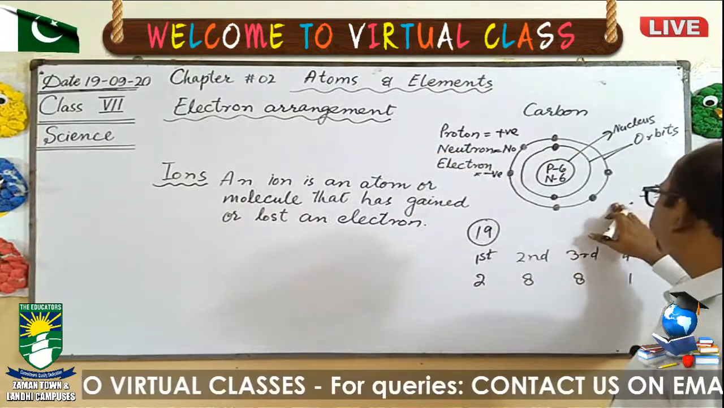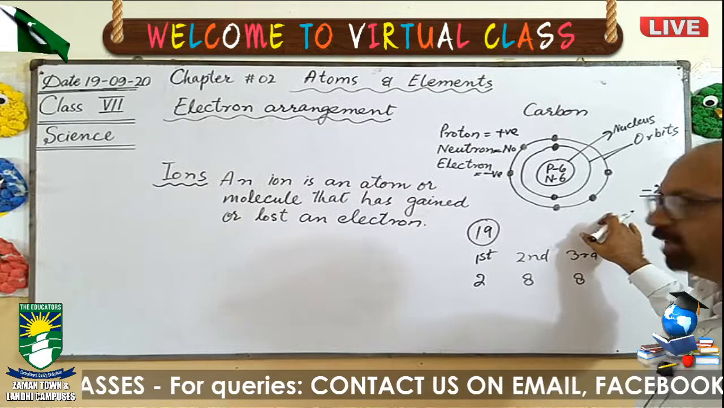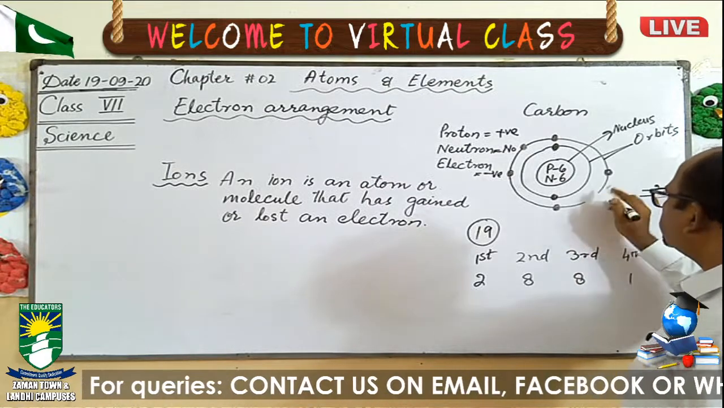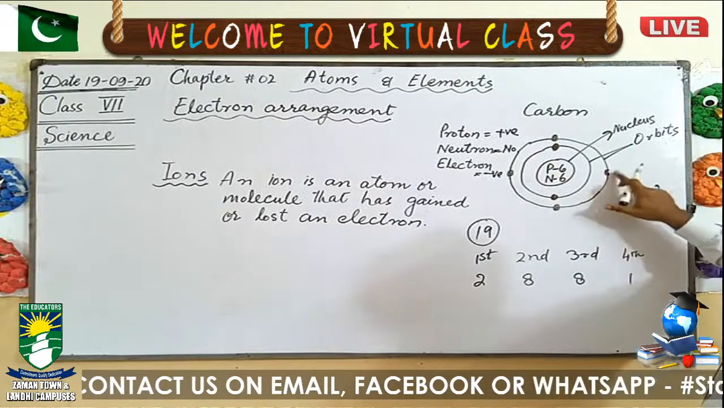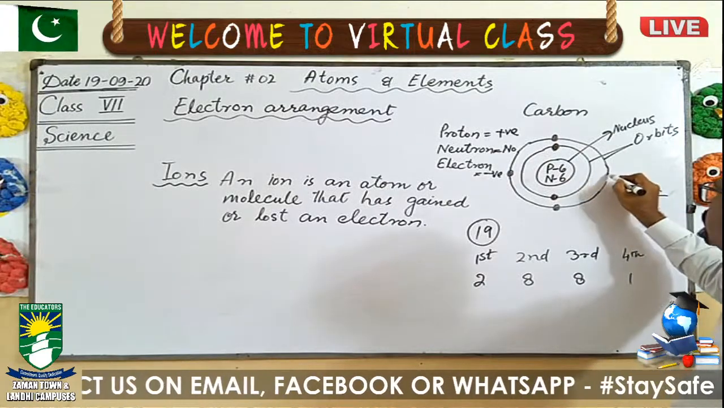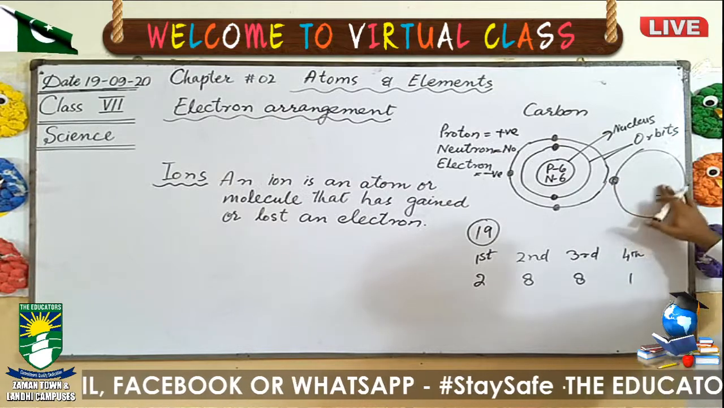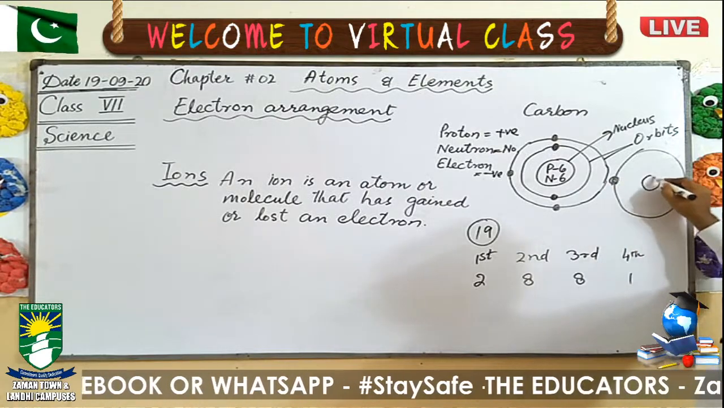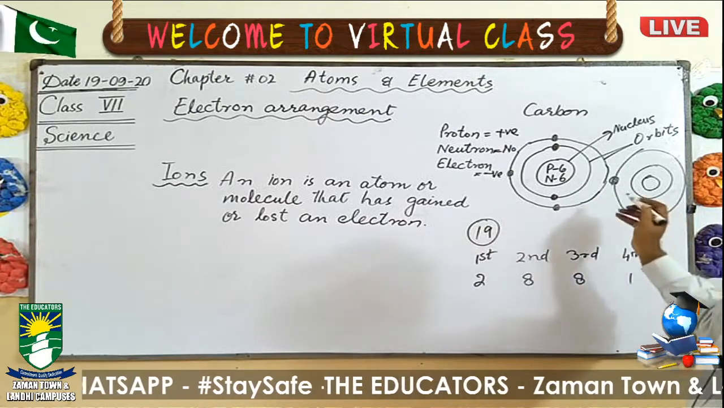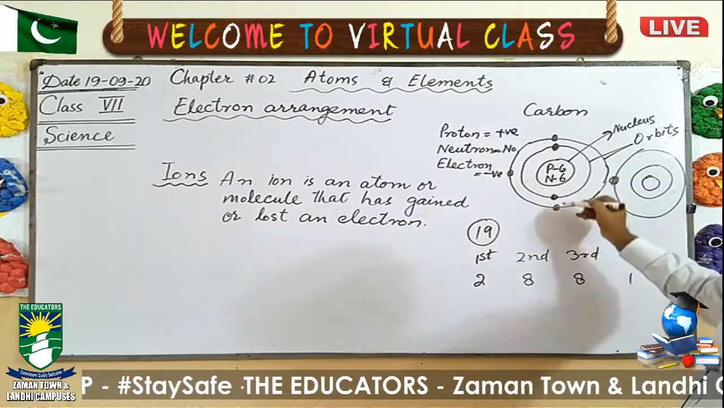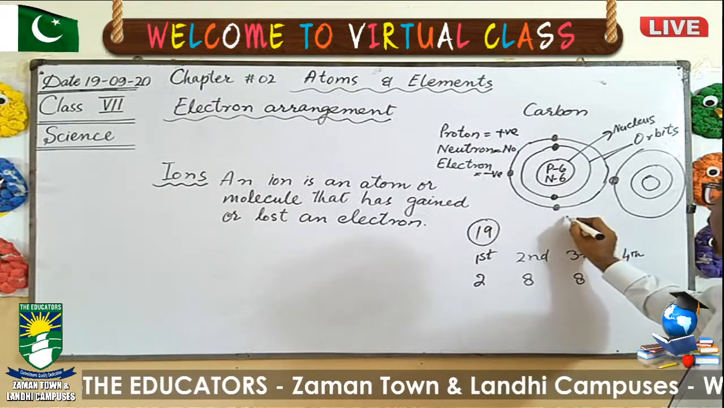Likewise, if an atom has gained electrons, it becomes a negative ion. But for example, if it gives one electron to any other atom, what will happen? It will carry one positive charge.